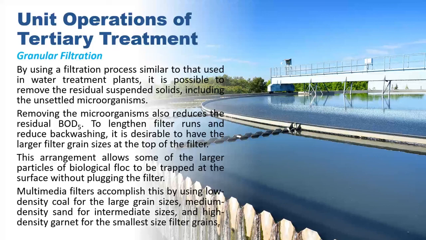Multimedia filters accomplish this by using low-density coal for the large grain sizes, medium-density sand for the intermediate sizes, and high-density garnet for the smallest size grains. The conventional sand filters, identical to those used in water treatment, can also be used, but they often clog quickly, thus requiring frequent backwashing. During backwashing, the greater density offsets the smaller diameter so that the coal remains on top, the sand remains in the middle, and the garnet remains on the bottom.